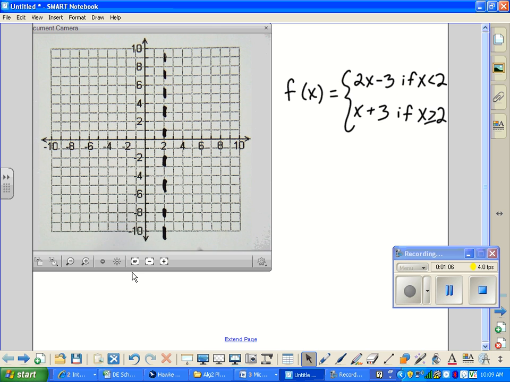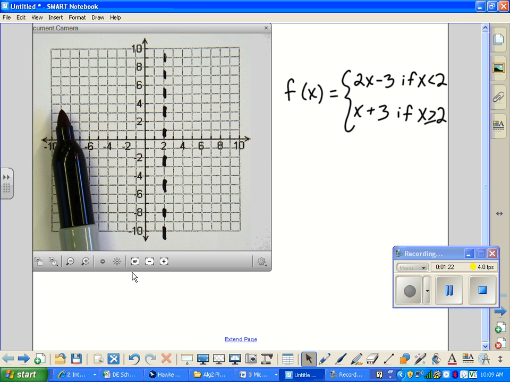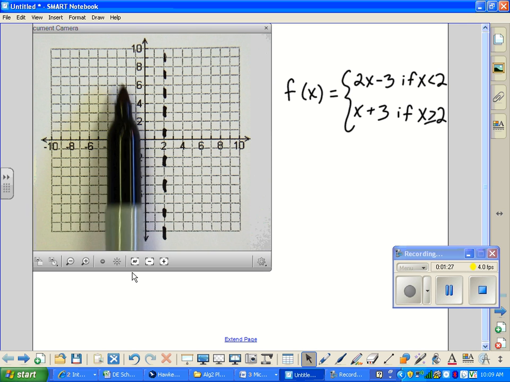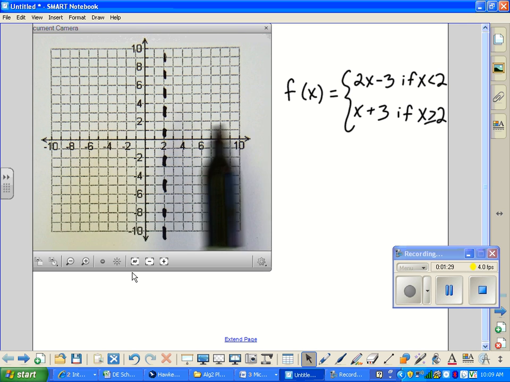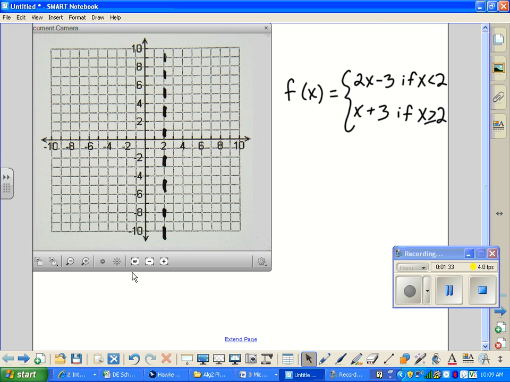Now, what's going to happen is that first graph, that 2x minus 3, has got to be for values that are less than 2. So where are values less than 2 with respect to this line right here? On the left side. So the first graph, the 2x minus 3, is going to be on the left side, and then the other graph of x plus 3 is going to be on the right side. Does that make sense? Okay, now let's try to graph those.